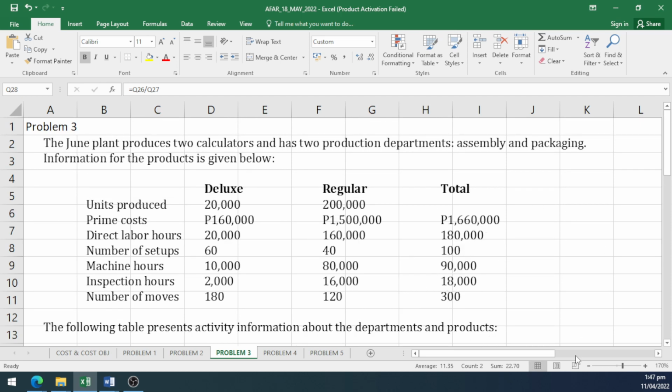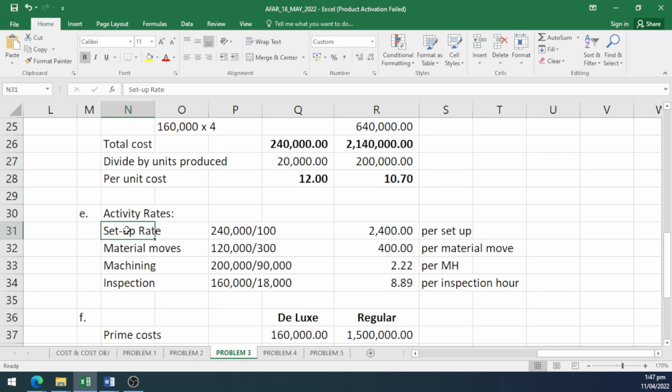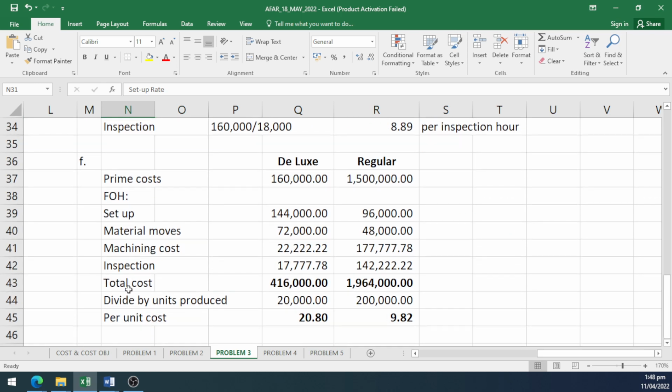Yan. So, we compute the activity rate. Here are the activity rates, ladies and gentlemen. For setup, 2,400 per setup. For material moves, 400 per move. For machining, 2.22 per machine hour. For inspection, 8.89 per inspection hour. Compute na tayo ng total cost. Prime cost, 160 and 1,000,005.